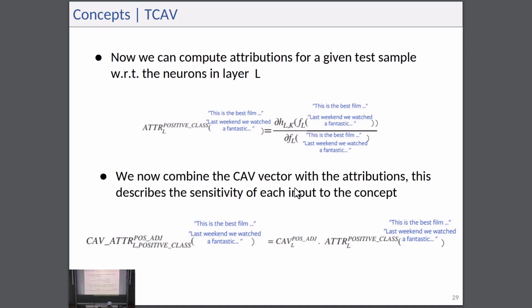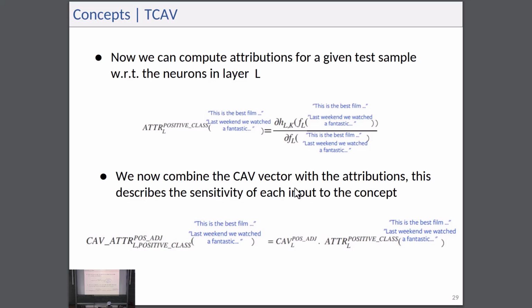So what we can do is compute the attributions for a given test sample with respect to the neurons in layer L, which sounds like a very complex way to say we compute the partial derivatives from the output to the neurons of that layer L. And as we have seen, that's a possible way to compute importance scores for that specific layer. So basically, you're asking for these specific inputs, how important is every neuron in this layer? And you compute that.